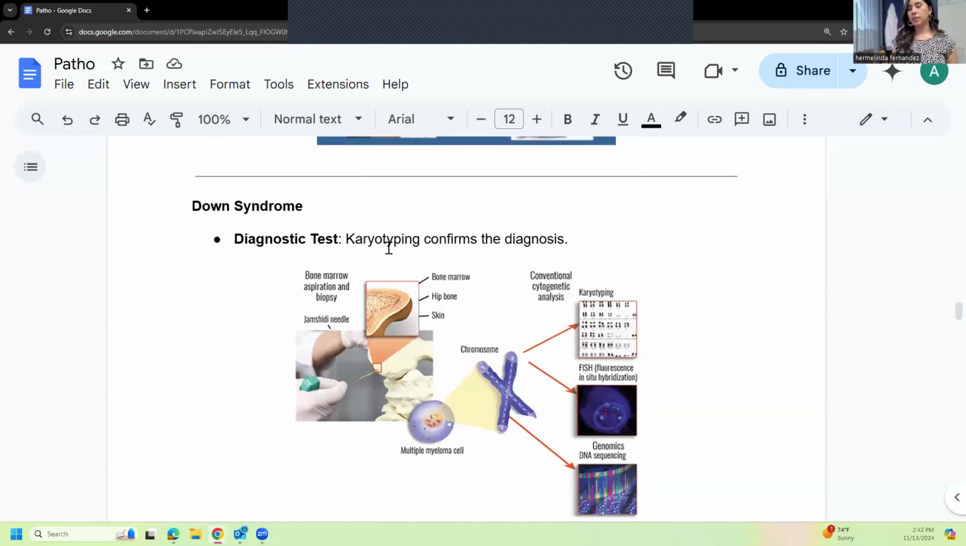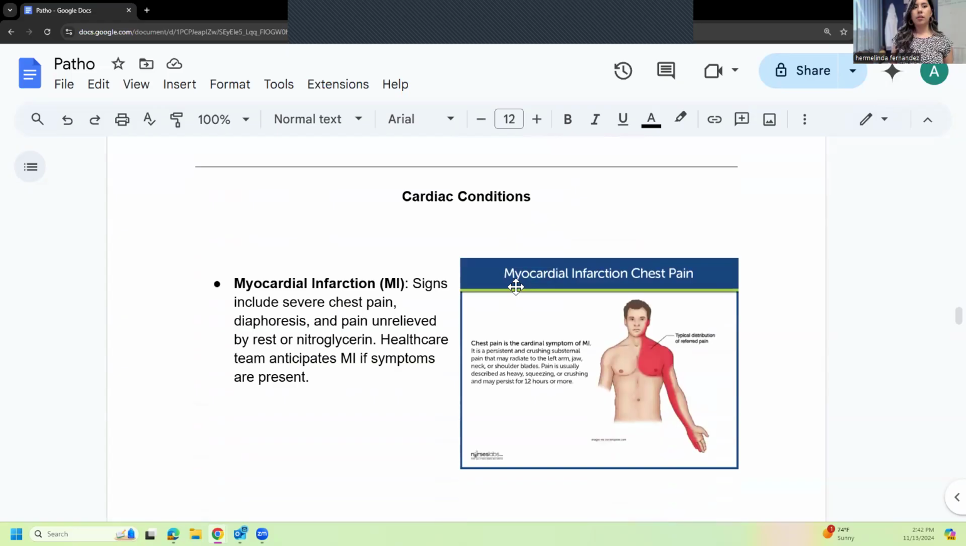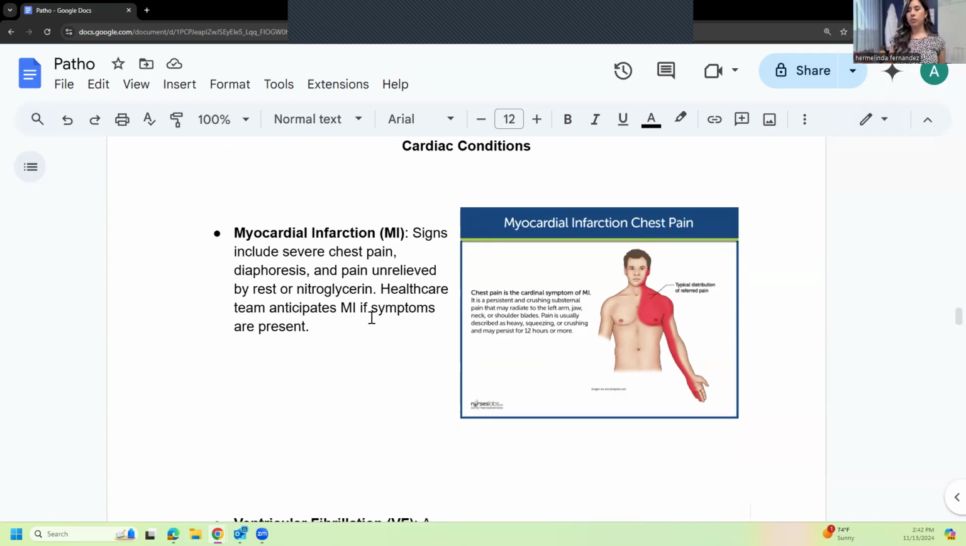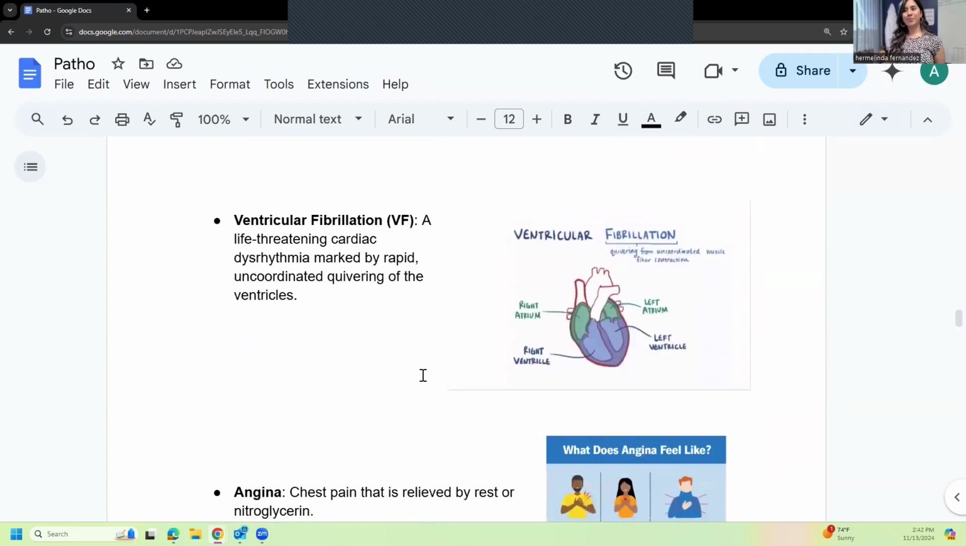Then the diagnostic testing, Down syndrome, cardiac conditions. Cardiac issues are also key. Myocardial infarctions, or heart attacks, involve severe chest pain that doesn't go away with rest or nitroglycerin. You might also see symptoms like shortness of breath and heavy sweating. In contrast, heart failure, which is a chronic condition, is where the heart gradually becomes less effective with pumping, okay? And then we'll talk about the chronic and acute here in a little bit.